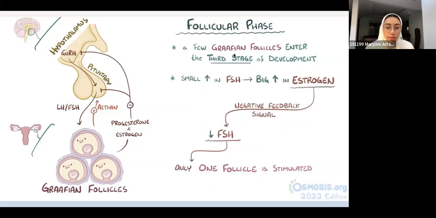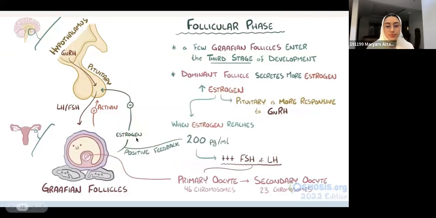And so remember, again, we're just talking about a few follicles. And what happens because of the release of activin, a small increase in FSH leads to a big increase in estrogen. Now, when you have this big surge of estrogen, then you're going to have your negative feedback. That's going to tell the pituitary gland, okay, we don't need that much FSH anymore, and only the strongest follicle is going to be stimulated. That's what we call our dominant follicle. So you have all of these tertiary follicles growing, but eventually only the strongest one is going to remain, okay?